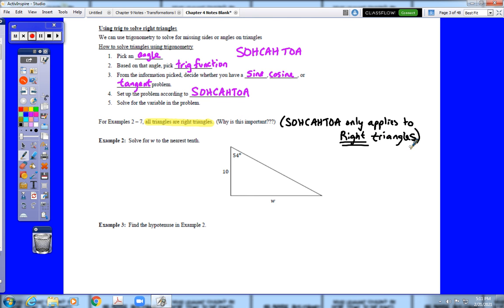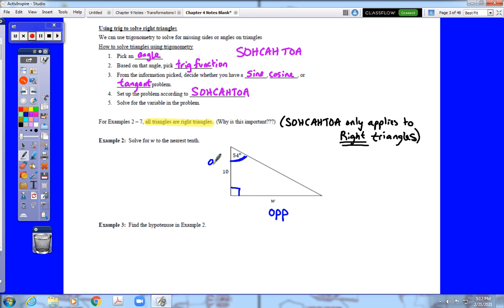Okay, so example 2 asks us to solve for W. So what I'm going to point out here is that we do in fact have one angle. So there's not really a choice. We're going to use the 54-degree angle because that's the angle that we have available to us. Now what we're going to do is look at the problem and go, okay, here's the right angle, which means the two sides that I know are the opposite side to the 54-degree angle, which is W, what we're trying to find, and we know the adjacent side.